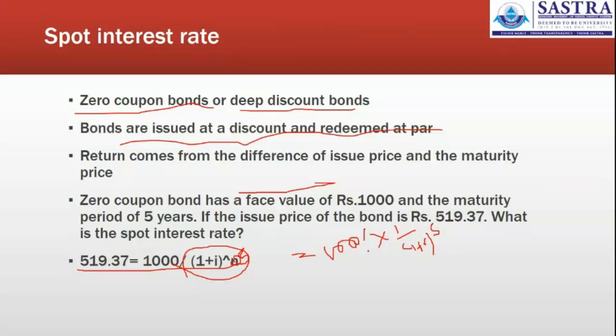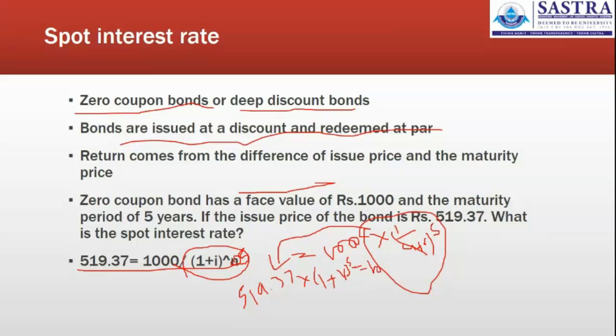So here it is in multiplication. I'm going to take this to the left hand side. Here it is in division, so it goes to the other side as a multiplication. So it is 519.37 multiplied by (1 plus r) to the power 5, which is equal to 1000 rupees.